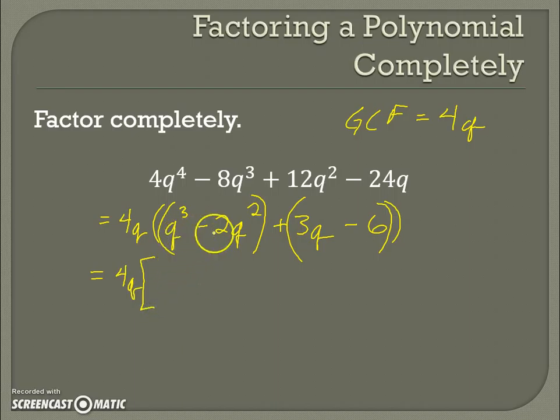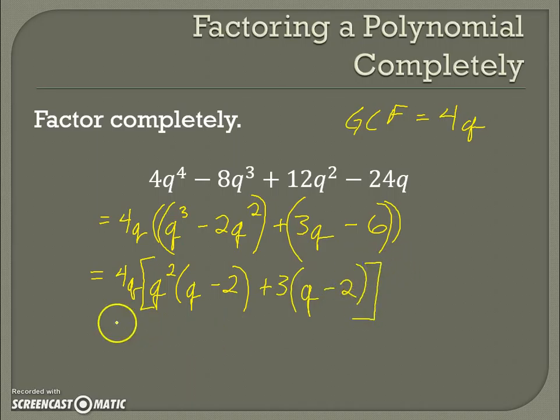All right, so what do these both have? Well, they both have a q squared, which leaves me with q minus 2. And then what do these both have? They both have a 3, so plus 3. And that leaves me with a q minus 2, which means I could pull out that q minus 2.